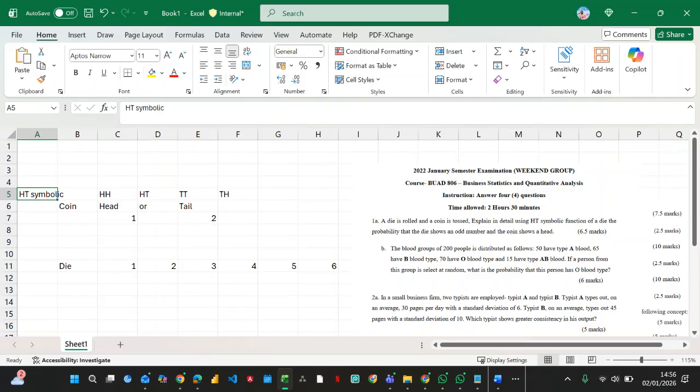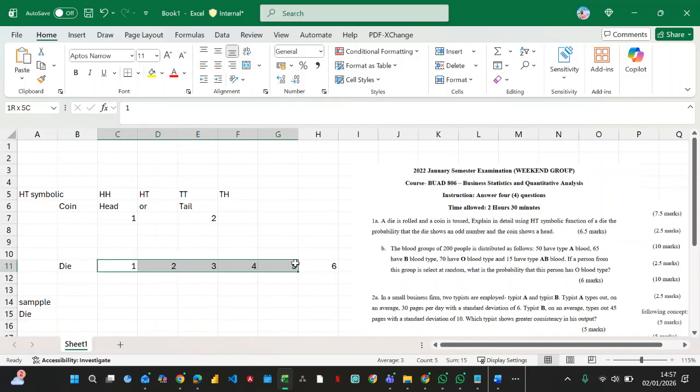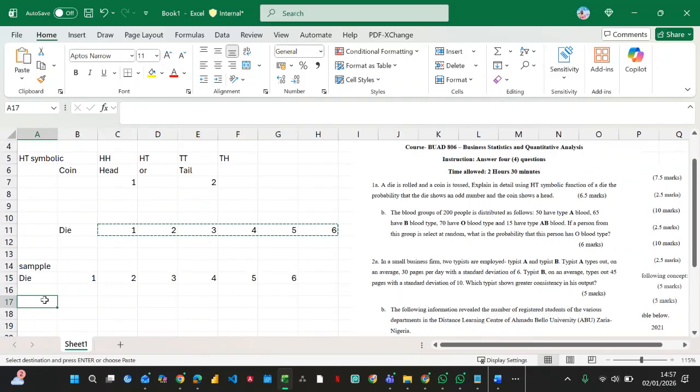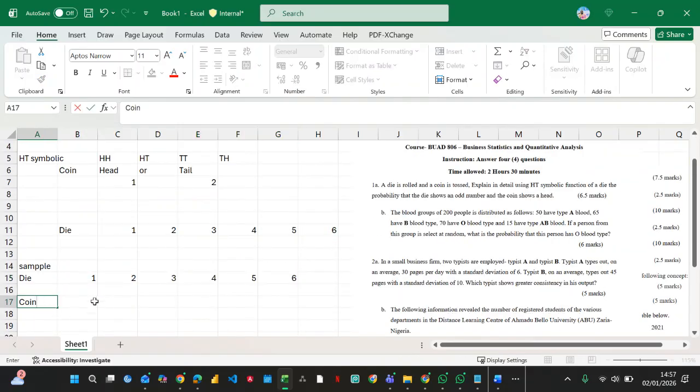So the question says the die shows an odd number and the coin shows a head. In solving the question, we're still on question 1A, and we'll continue from there. We look at the sample space. For a die, just like I said, I have written it here: the possible outcomes that you're going to see are one to six.